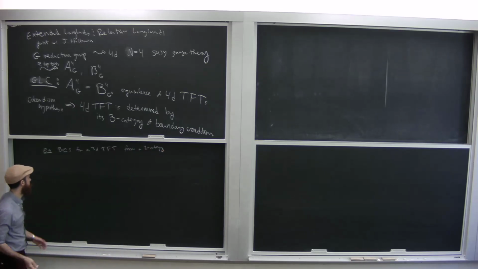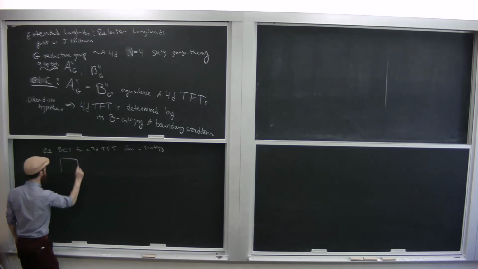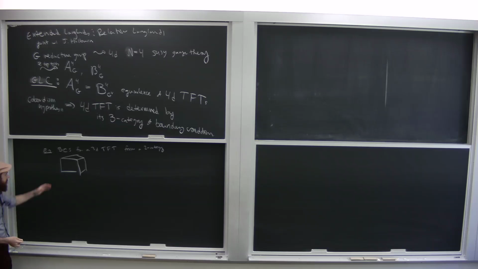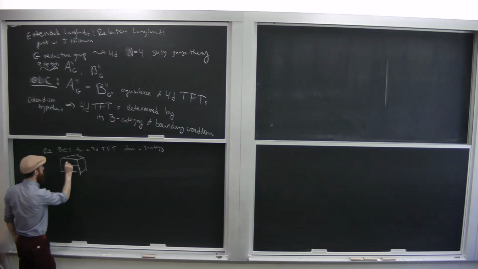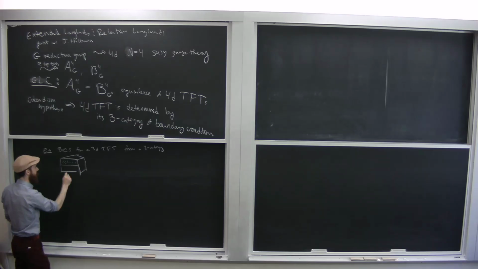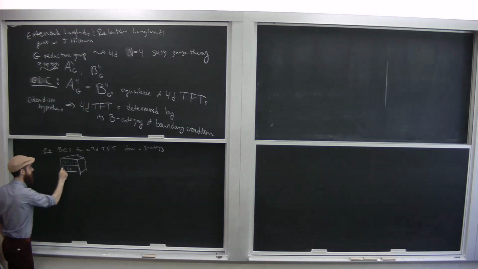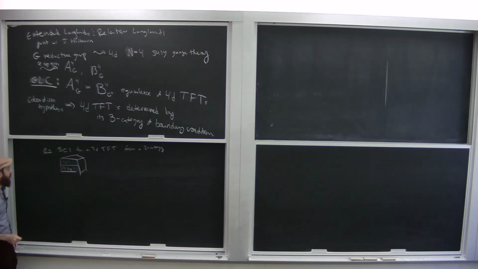So what is a two-category? It's something where I have some objects. Okay, here's the bulk of my three-dimensional TQFT. It's living inside of this cube, maybe. And then I can imagine that a face of this cube is a boundary condition. So here, maybe I have a boundary condition. L1 is one boundary condition for my TQFT, and L2 is some other boundary condition.